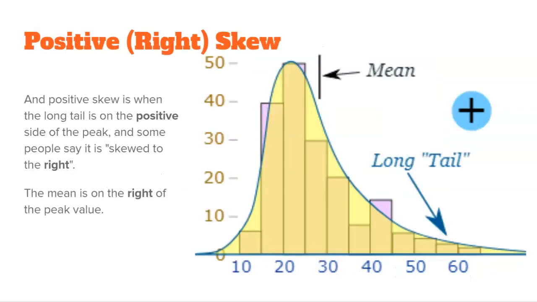The opposite of that would be a positive or right skew, and this is where your distribution has a drag of a long tail to the right, to the positive side of the distribution. The mean, as a result, is dragged also to the right of the peak or the mode of the distribution.